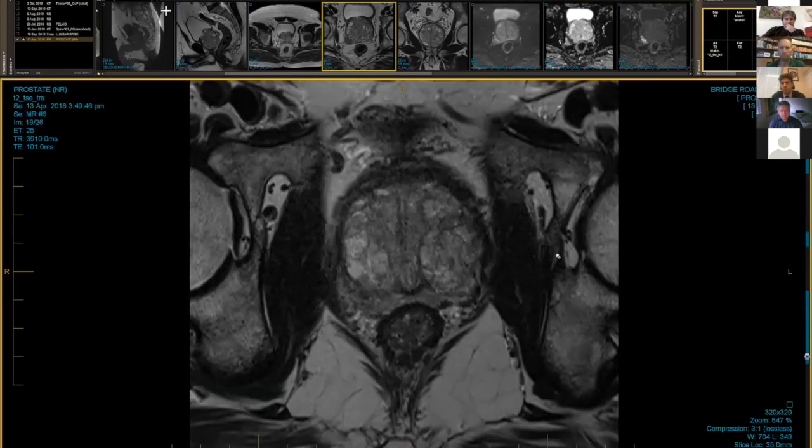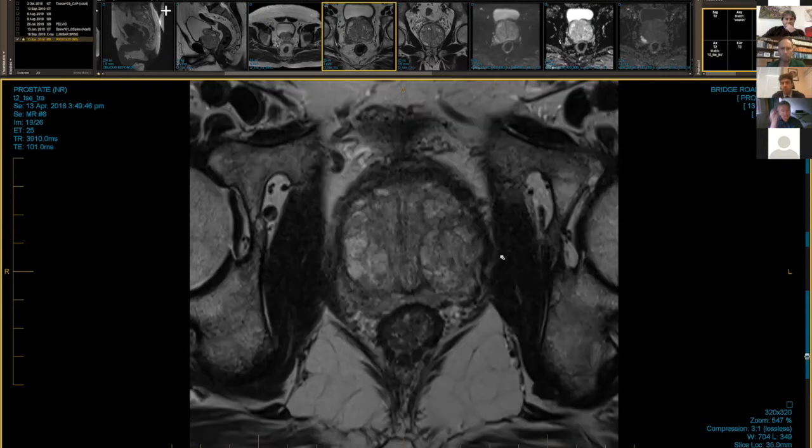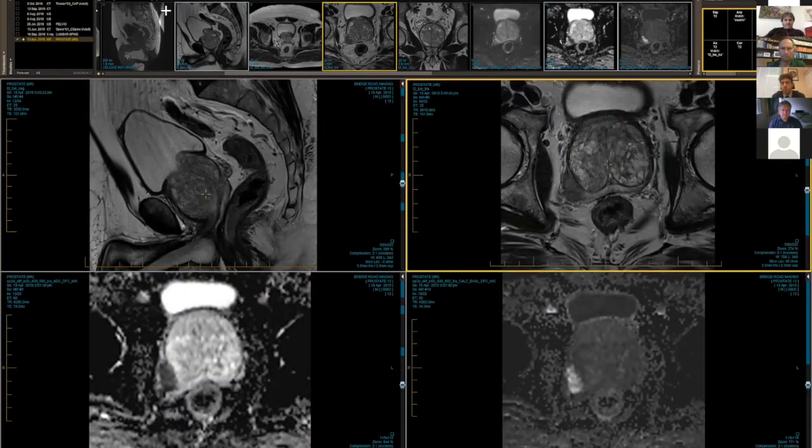We'll go through the transition zone first. This is a very good example of what normal transition zone looks like. Well-defined margins here, alternating black and white. All nodules have a well-defined margin. So just bear with me while I link it again.